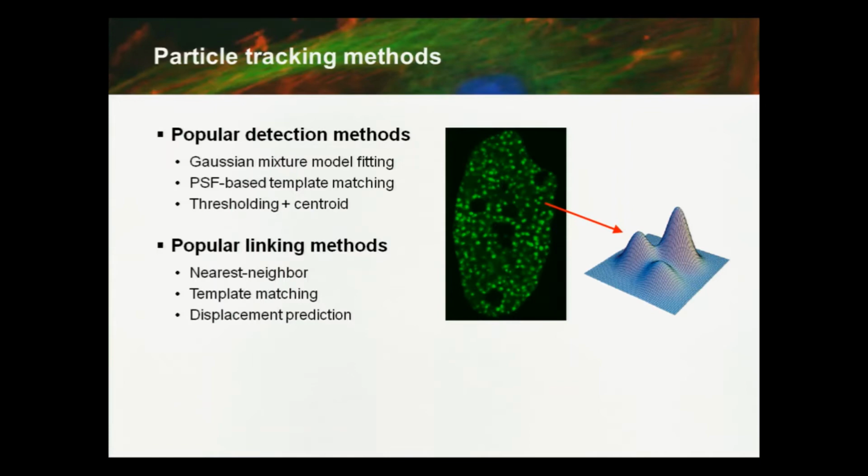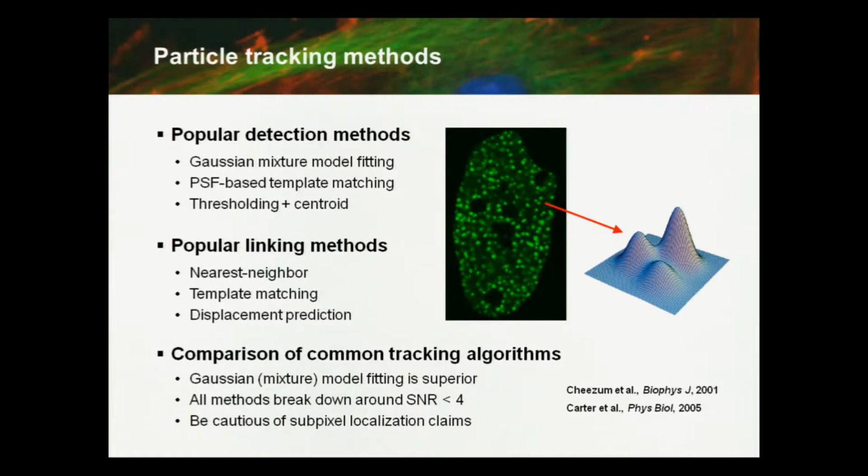There have been some studies already 10 years ago about what the accuracy is of these methods for detection, particle tracking. Gaussian fitting was found to be quite well suited, obviously, because that's the theoretical model that you should find in the image. But all these methods break down if the signal-to-noise ratio is about 4 or lower. And the signal-to-noise ratio of 4 is really nothing special in fluorescence microscopy.